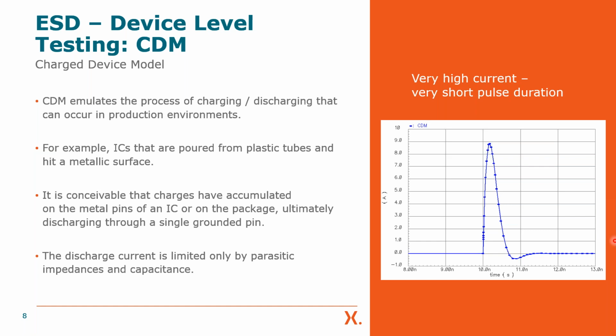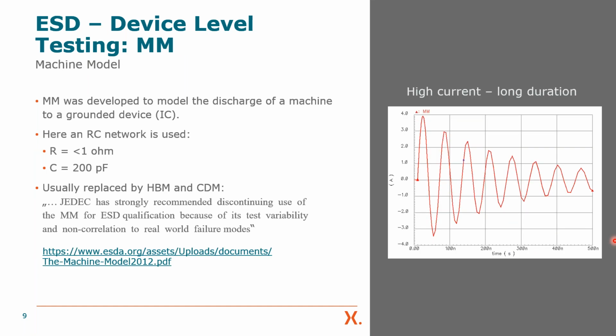The next test which you encounter from time to time is the machine model. I don't want to go into detail, but just to let you know, this is completely outdated. It was found that it's not really representing a realistic case, and it makes more sense to look at human body model and charged device model to assess if your device is good enough for production or not. So this is the device level test.